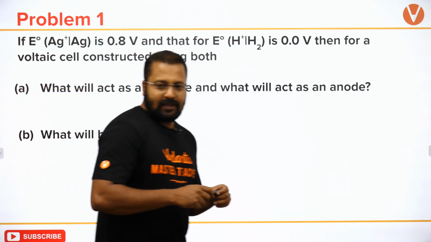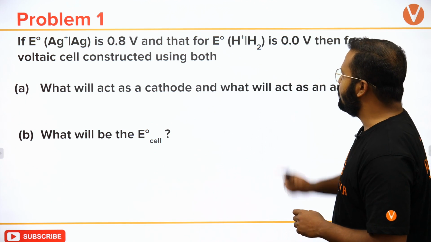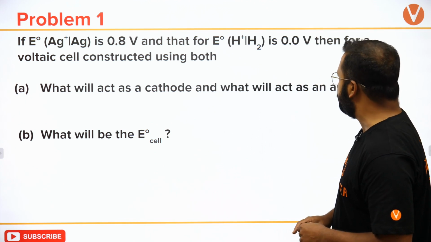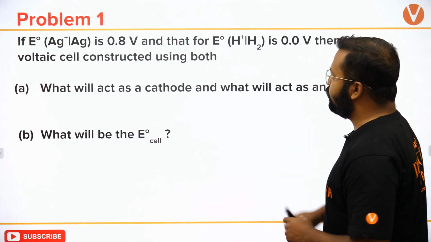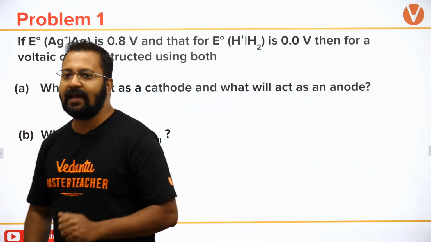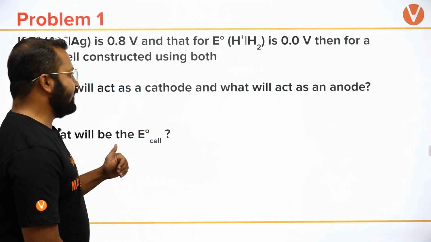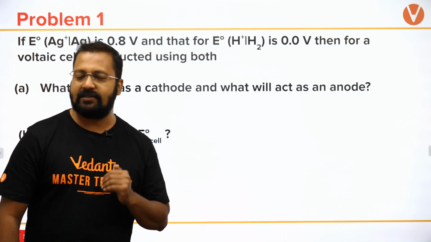If E naught Ag plus Ag is 0.8 volts and that for E naught H plus H2 is 0.0 volts, then for a voltaic cell constructed using both, what would be acting as a cathode and what would be acting as an anode?